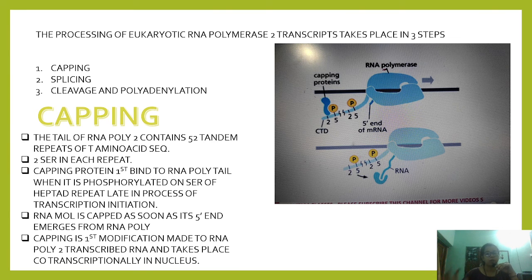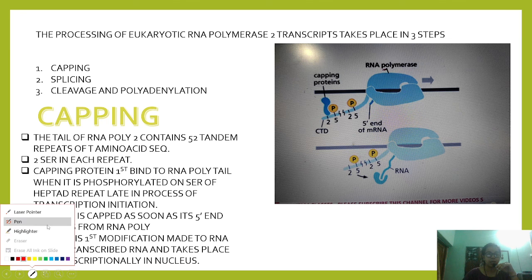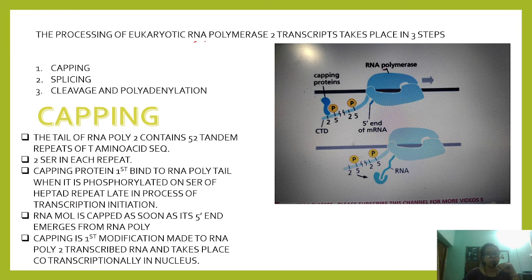As we have discussed, the RNA polymerase which takes part in mRNA formation is RNA polymerase 2. If you remember, RNA polymerase 1 was responsible for the formation of rRNA, 2 was for mRNA and 3 was for tRNA. For RNA polymerase 2, there are certain processes which take place, that is capping, splicing, and the cleavage and polyadenylation. So let's begin first with the capping process.